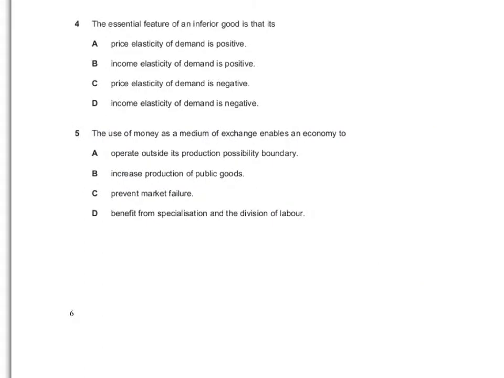Question 4, keyword, inferior good. So inferior good relates to income elasticity of demand. So we can remove A and we can remove C. So the answer is D, because by definition an inferior good has income elasticity of demand which is negative.